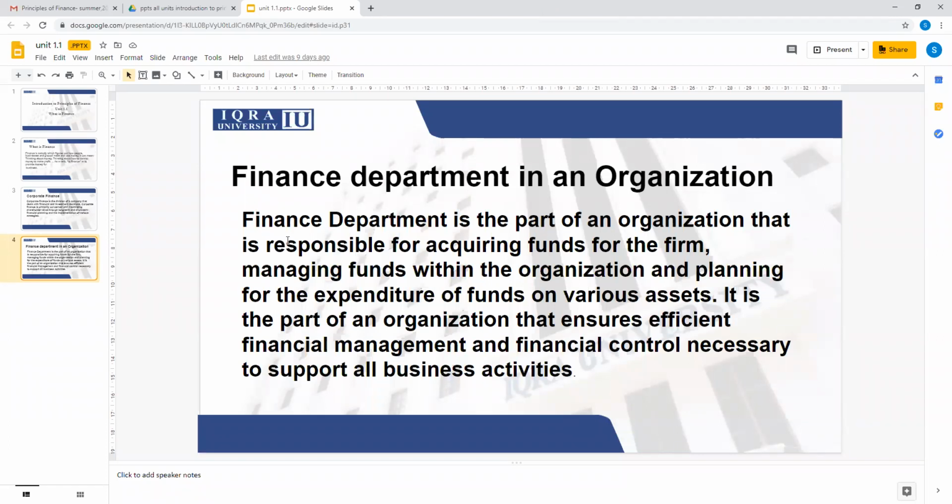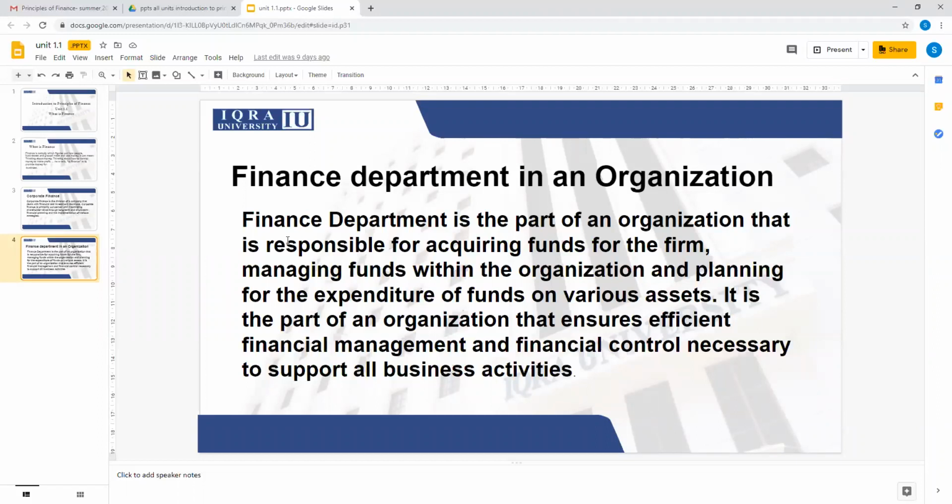Now there is a little definition of the finance department in an organization. What is a finance department in an organization? The finance department is a part of an organization that is responsible for acquiring funds for the firm, managing funds within the organization, and planning the expenditure of the funds on various assets. It is a part of an organization that ensures efficient financial management and financial control necessary to support all the business activities.